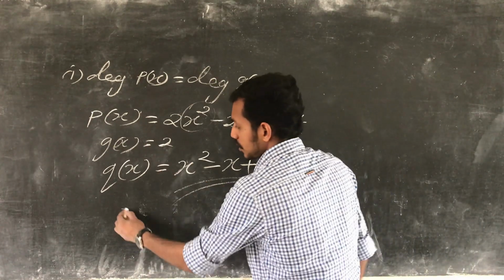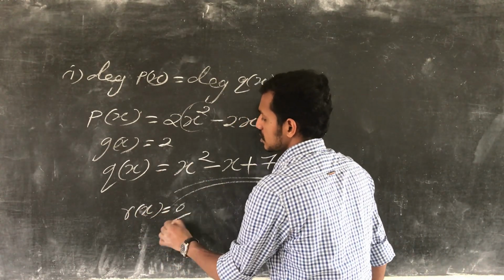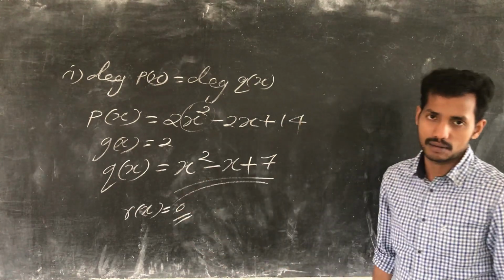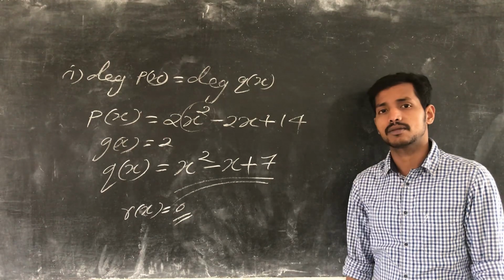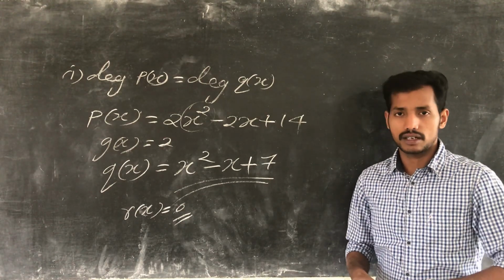Okay. Then r of x will be here, it will be 0. This is the simple example which I taken. You can take any example. Okay. In the next session, we will discuss the optional exercise questions.